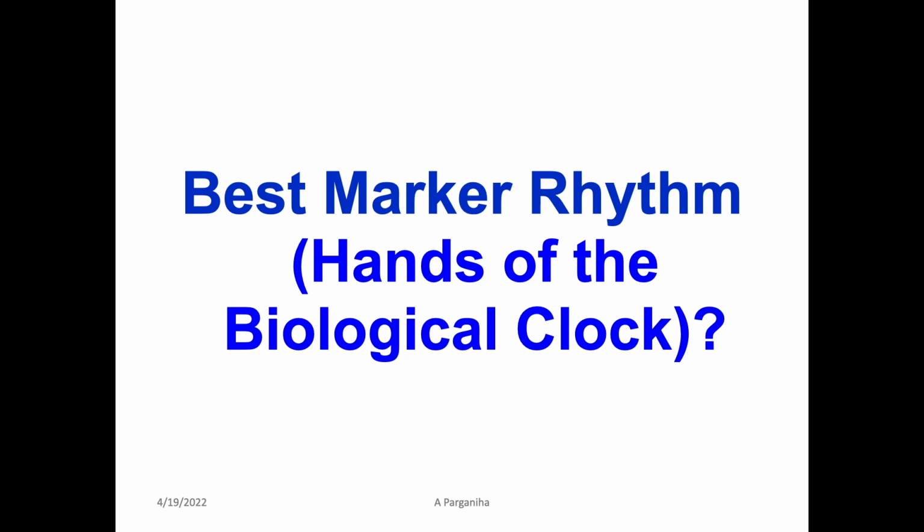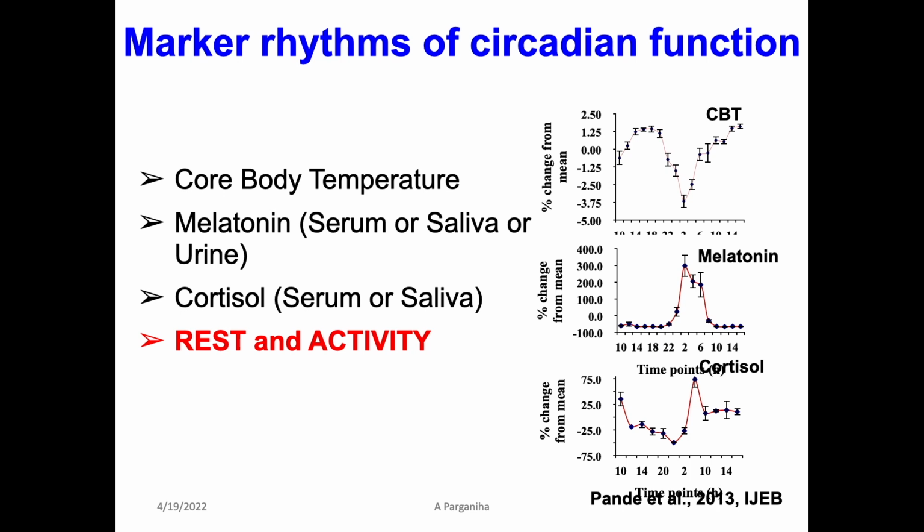As I told in the previous slide, there is a harmonization between the patient's clock and the medical treatment. So how can we study the biological clock? We cannot study the SCN, suprachiasmatic nucleus, directly. For that we need to study some important biological functions that work as the hands of the biological clock, and these are known as marker rhythms. A number of marker rhythms such as core body temperature, melatonin, cortisol, and the rest activity rhythm reflect the functioning of the biological clock.